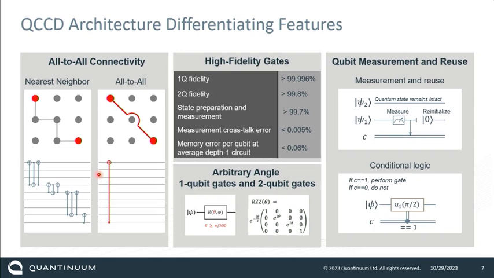What's most relevant to the work I'm going to discuss today is our ability to do mid-circuit measurement and reset, and then conditional logic. Again, in the middle of a circuit, we can measure a qubit, take that classical bit of information, and dynamically change circuits in real time on the fly.